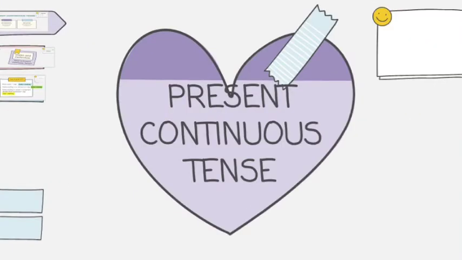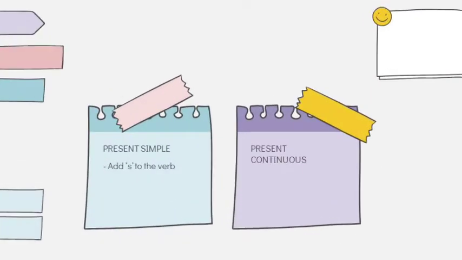So for today, I am going to explain to all of you present continuous tense, whereby you have already learned this one before. I hope that you still remember. So this is some quick introduction to present tense. Okay, for your information, there are 2 types of present tense. The first one is present simple tense and the second one is present continuous tense.